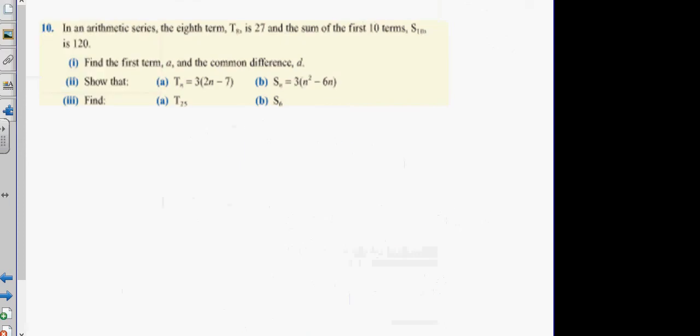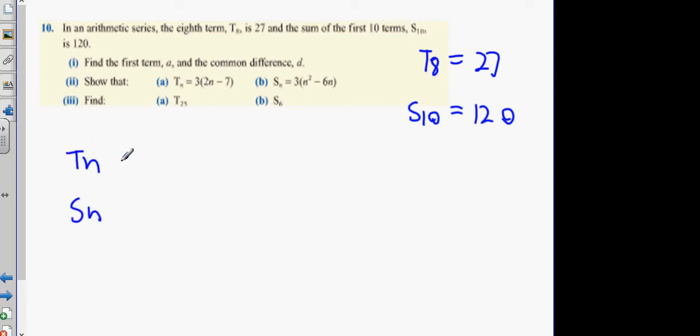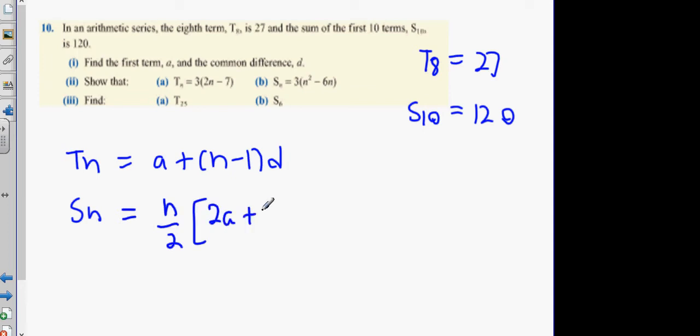Starting off, in our arithmetic series, the 8th term is 27. Okay, so T8 is 27, and the sum of the first 10 terms, S10, is 120. Find the first term a and the common difference. Okay, so what I need to do is write down my two formulas, Tn and Sn. This is combining both of them together. Tn is a plus n minus 1 times d, and Sn is n over 2 into 2a plus n minus 1 times d.